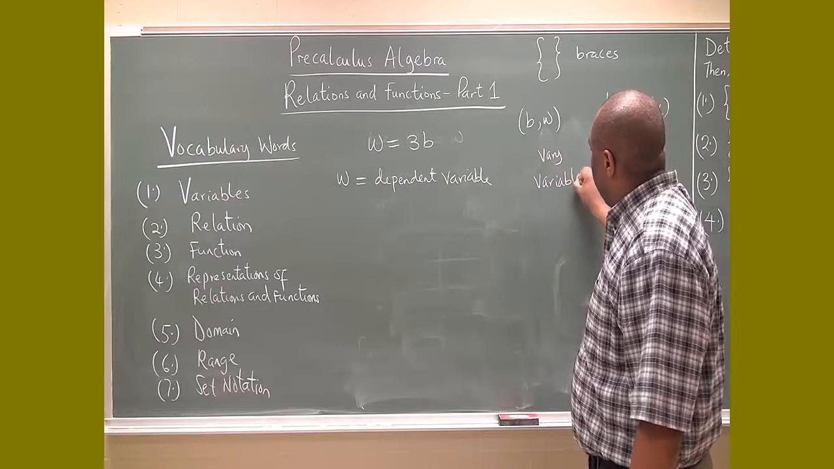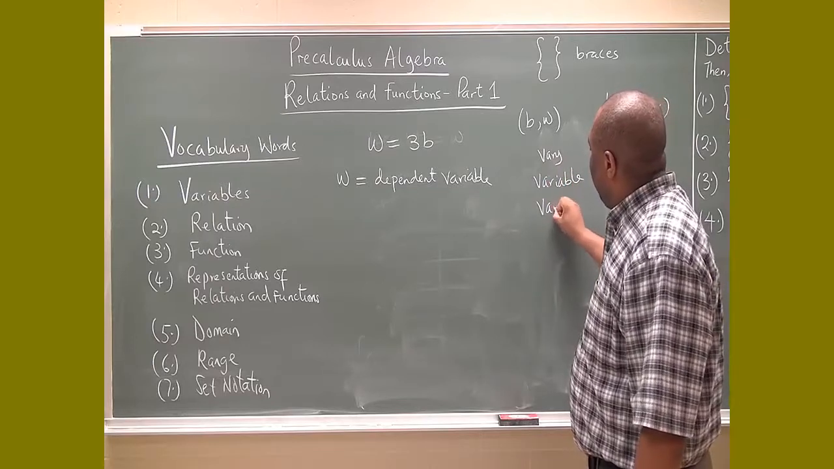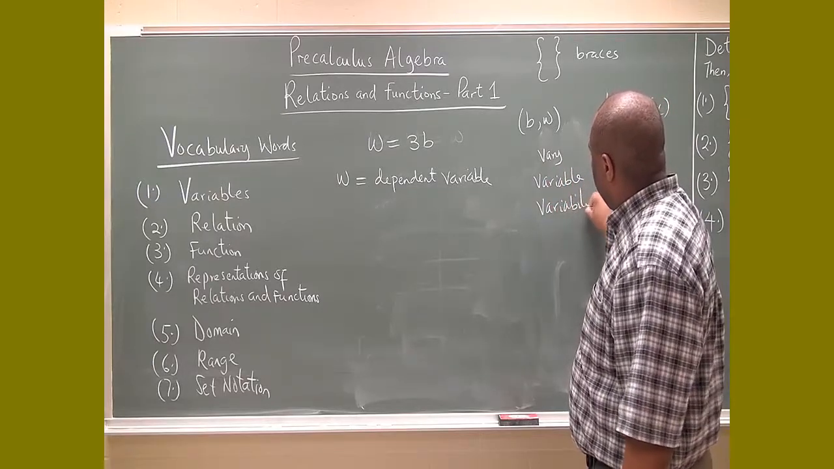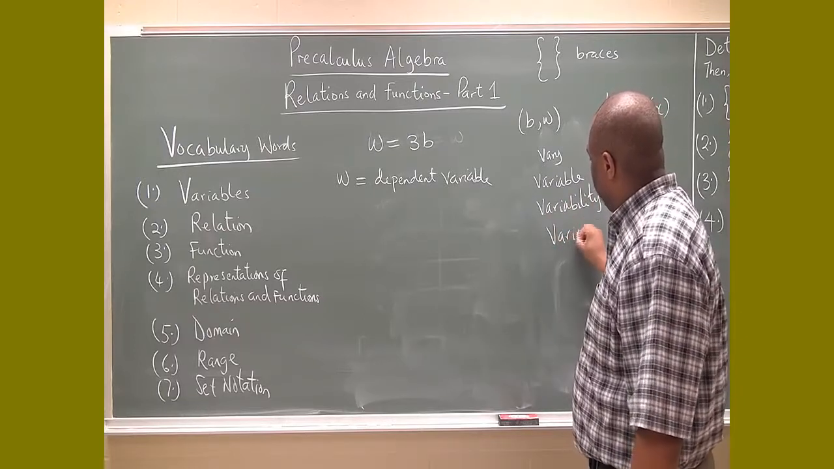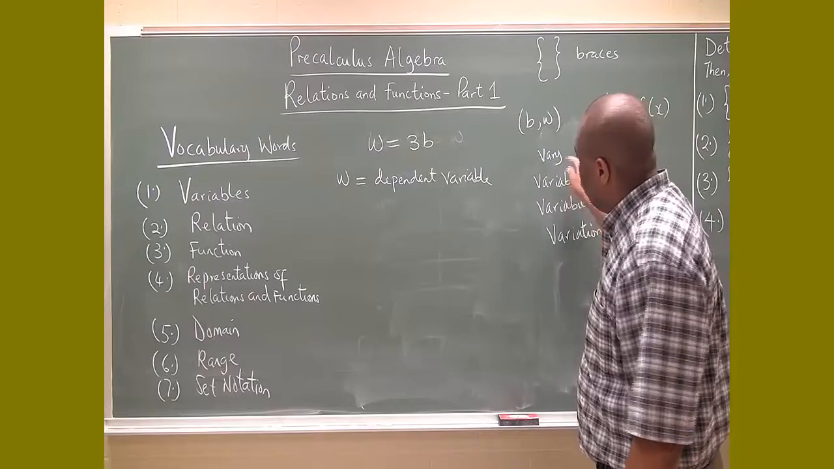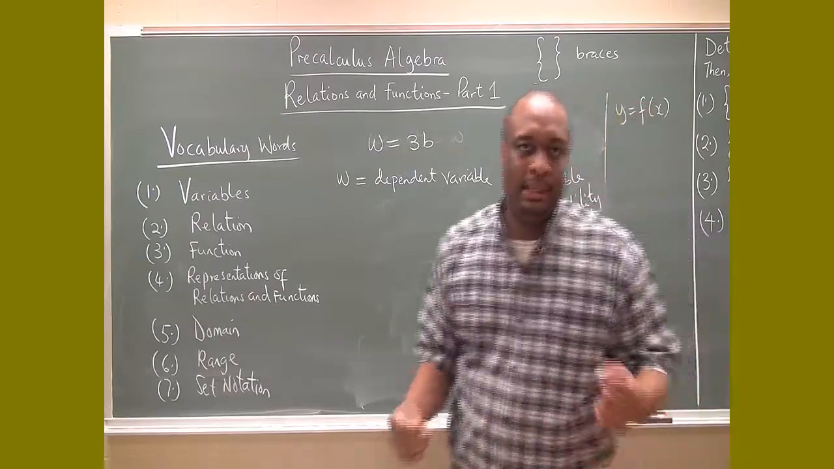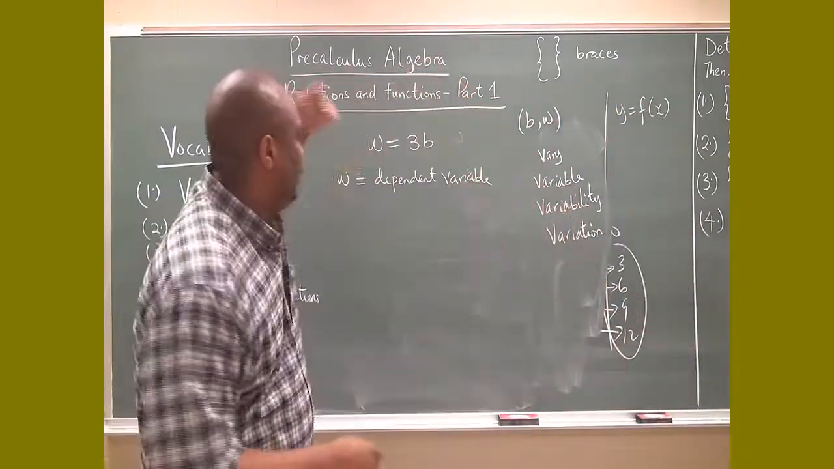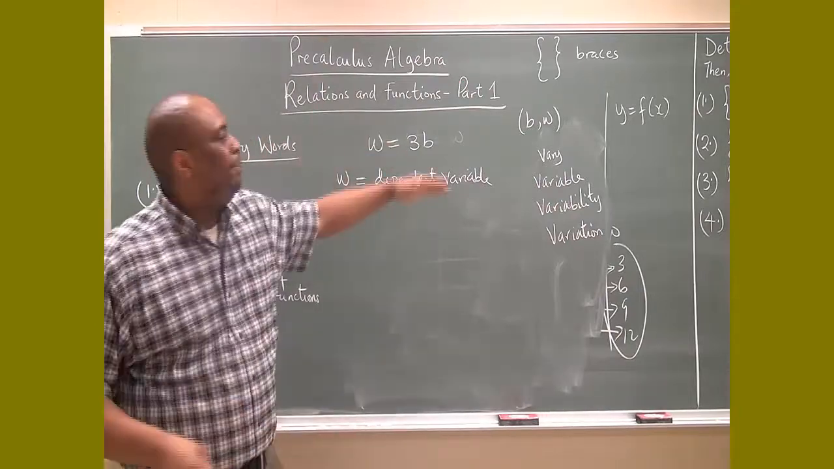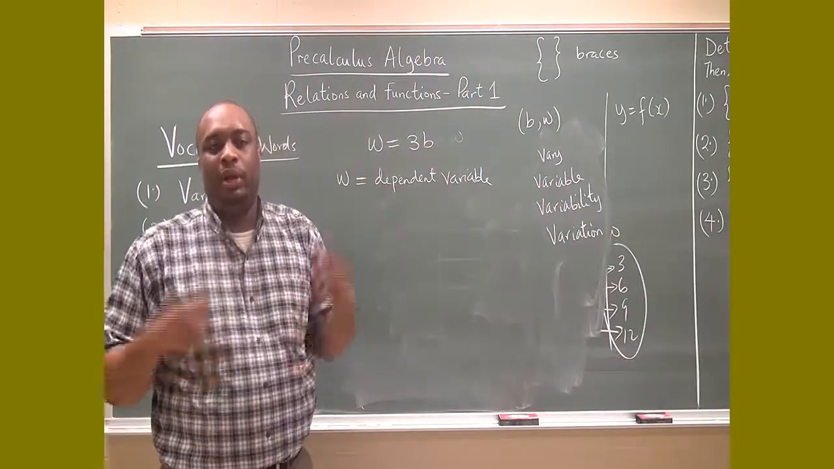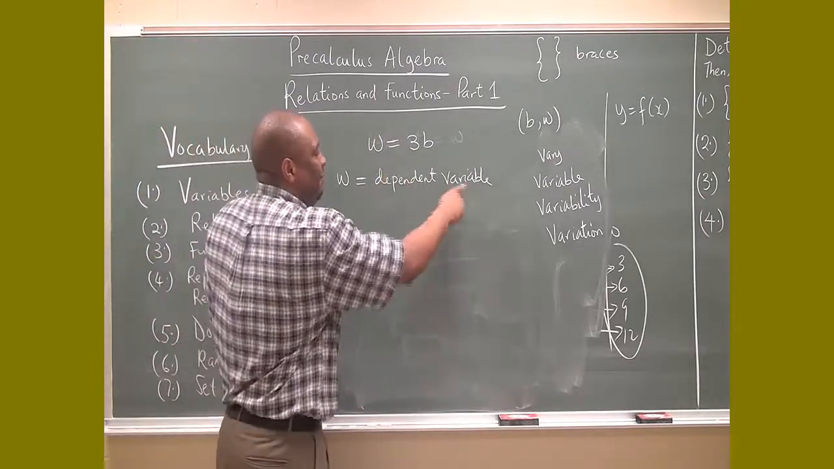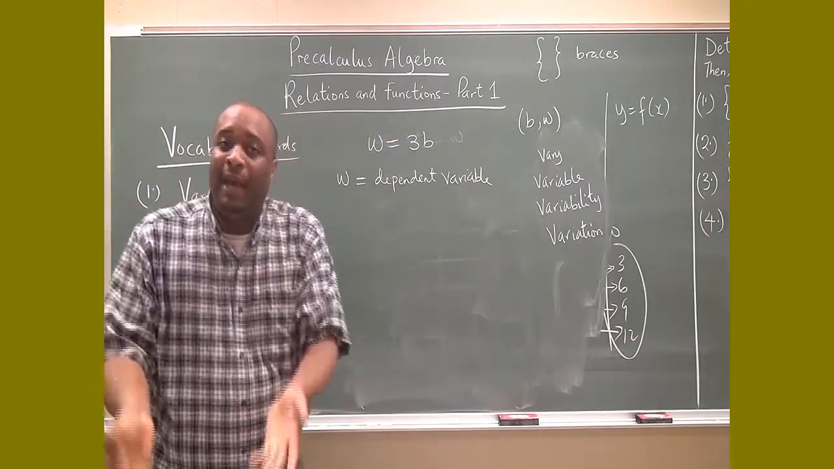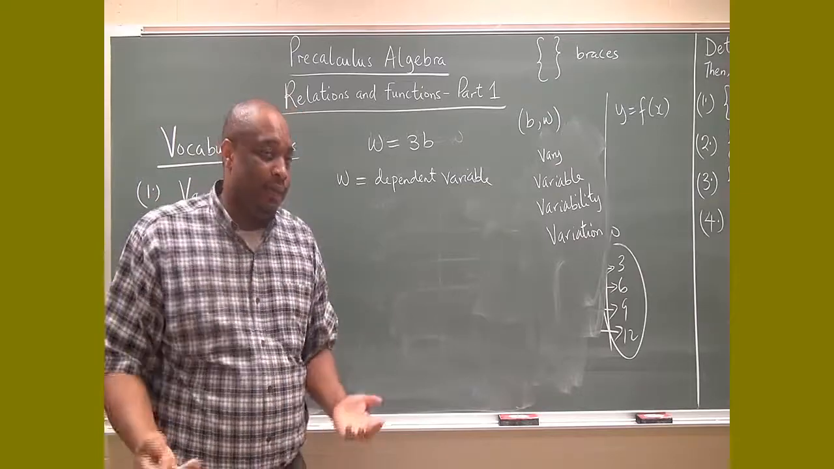Variable. Variability. Variation. So something that changes, is not constant, is a variable. So W will change depending on how many burgers you eat; your weight will change. Now, W is known as the dependent variable because it depends on how many burgers you eat.